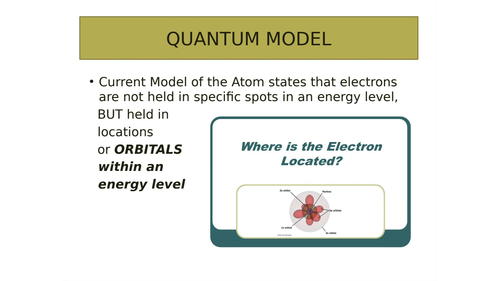So what is going on then? Where are these electrons, and why is there something new that we needed to discover about them? We now know that these electrons are actually not held in specific spots in an energy level, but they are held in locations, what we call orbitals, that are within the energy level. And within each energy level, there are multiple orbitals where these electrons can be found.